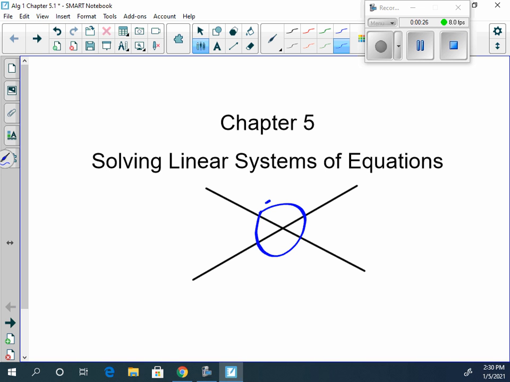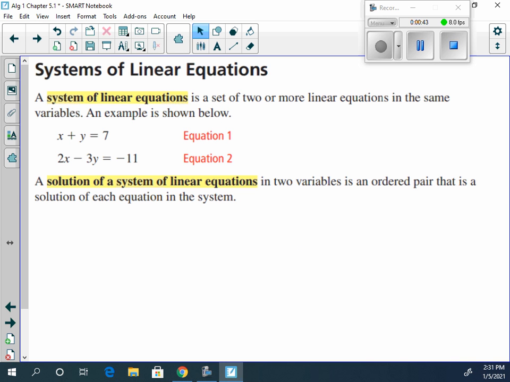So we're trying to find values for x and y. We won't look at x, y, z, three variables, but we'll mainly look at two, and we're trying to see what values of the two variables will make both equations true. So let's focus up here. For us here, we're looking at these two variable systems of equations.